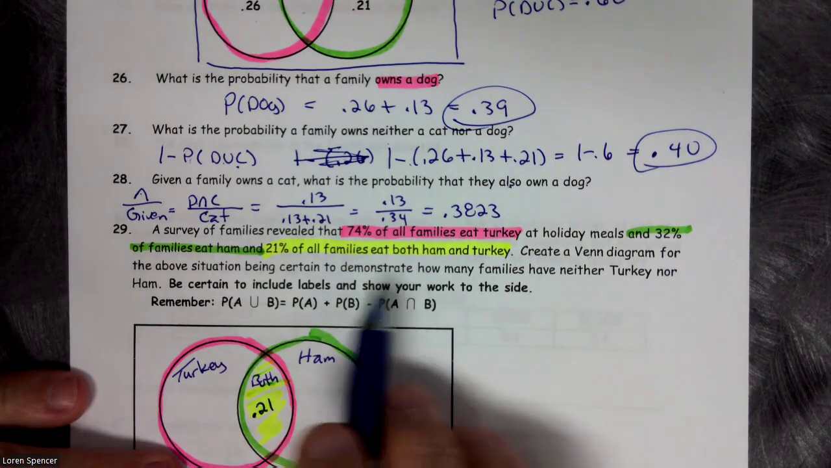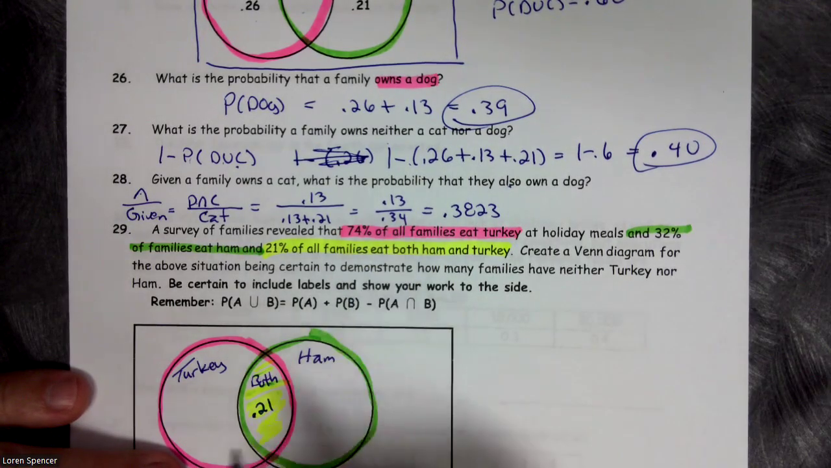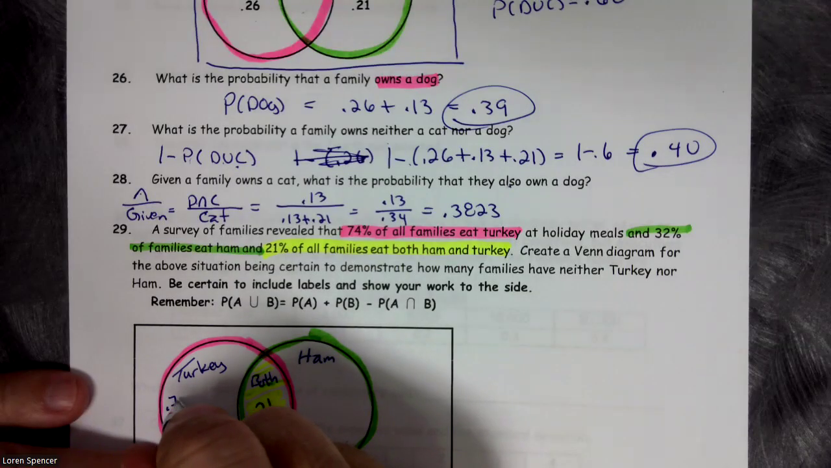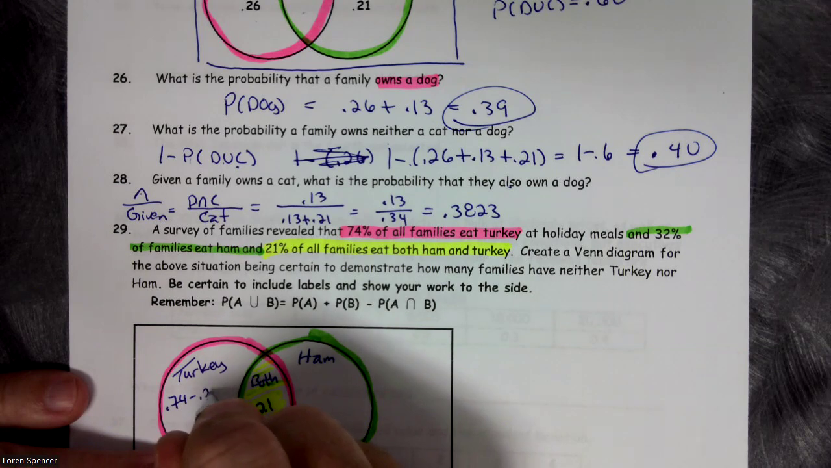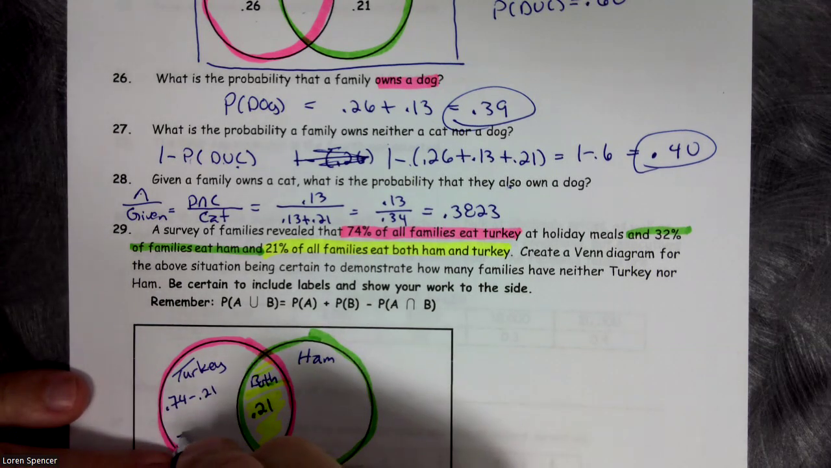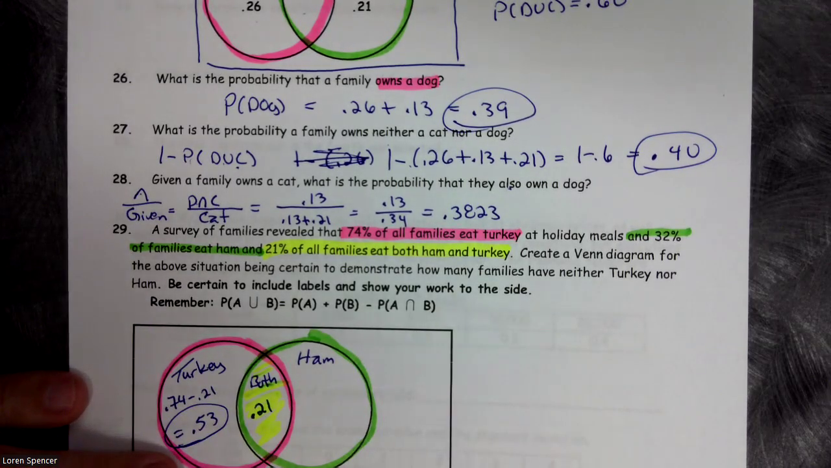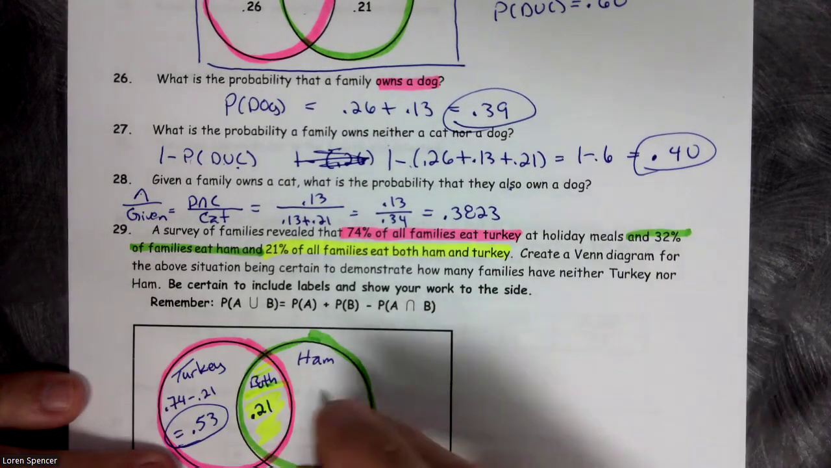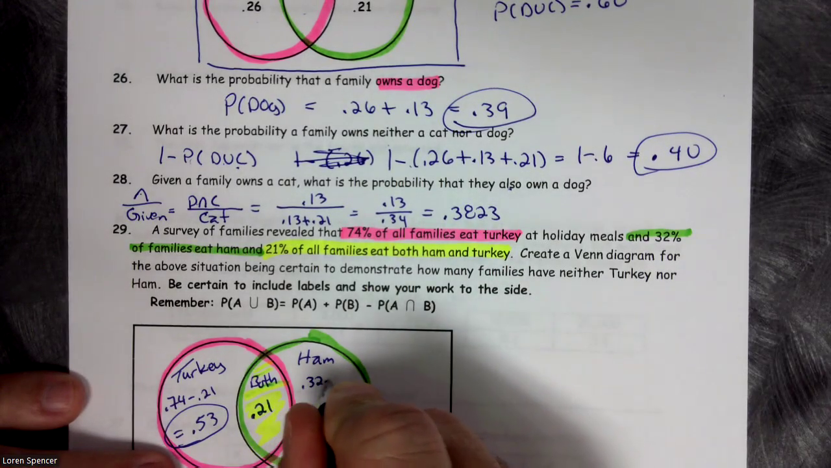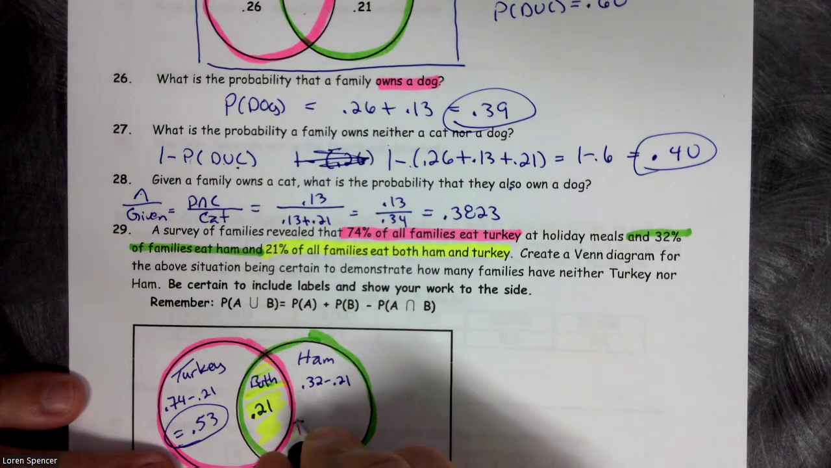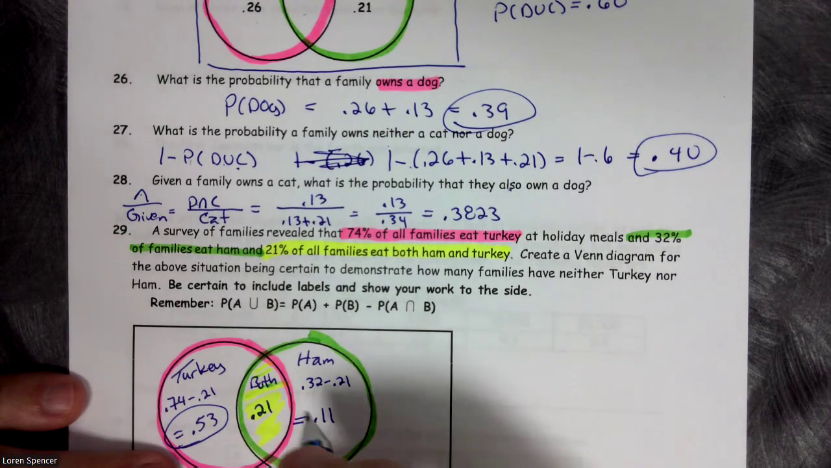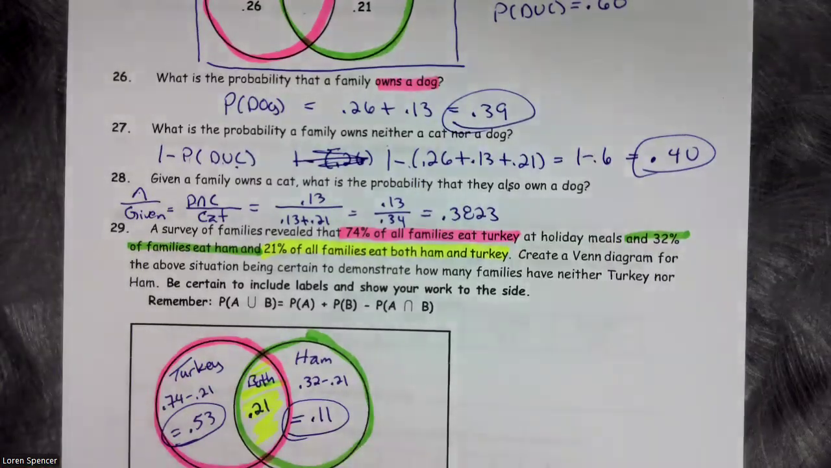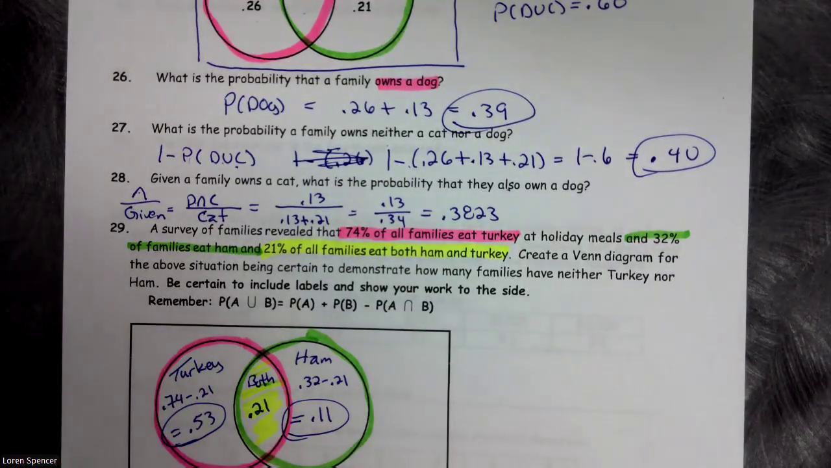Well, at this point, now I can go back and figure out how many eat turkey, because turkey is going to be 0.74, minus the 0.21, or this is turkey alone. When I subtract those out, it equals 0.53. So 0.53 eat just turkey. And over here, 32%. So this is 0.32 minus 0.21 equals 0.11. So in this case, 11% eat just ham.